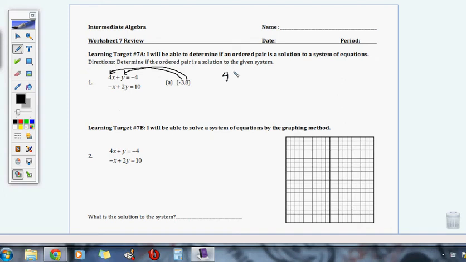By doing so, we're going to have 4 times -3 plus 8, and we're going to see if that comes out to -4. That is -12 plus 8. Does that come out to -4? And that is true. -4 is equal to -4. So at this point, we've just verified that this ordered pair is actually on the line 4x plus y equals -4. Now we have to verify that it's on the second line as well.